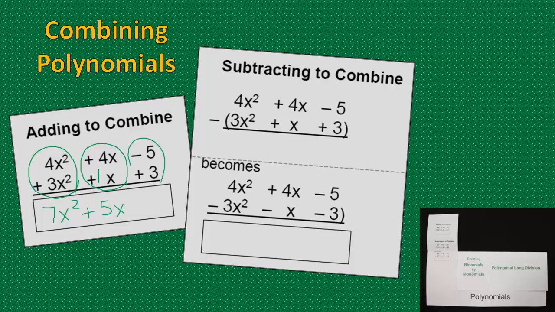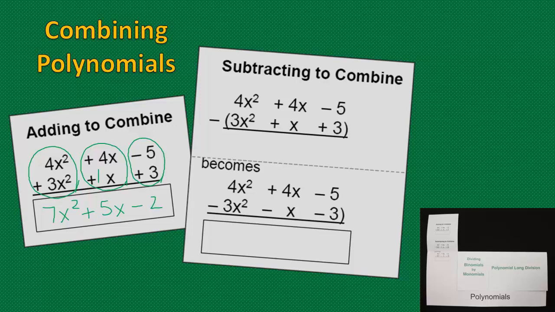And then we have negative 5 plus 3. Negative 5 plus 3, if you start on the number line at negative 5 and you go 3 to the right, you will end up at negative 2. So this answer is 7x squared plus 5x minus 2.